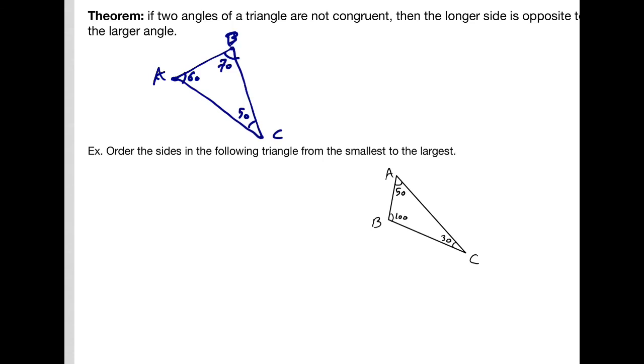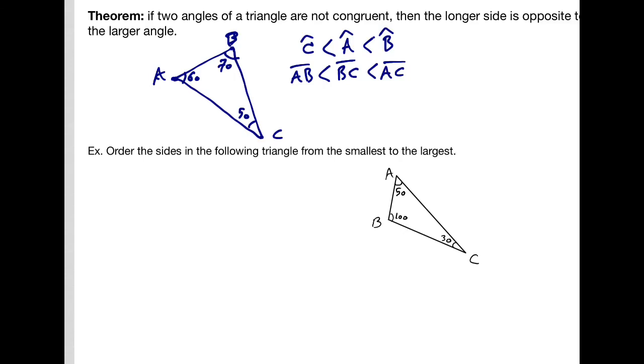Okay, more precisely, if you order the angles here, the shortest angle is C. After C, we have angle A. And after angle A, the largest angle is B. Now, the side which is opposite to C is AB. So that's the shortest side. The side which is opposite to A is BC. And the side which is opposite to angle B is AC, which is the longest side in this triangle.